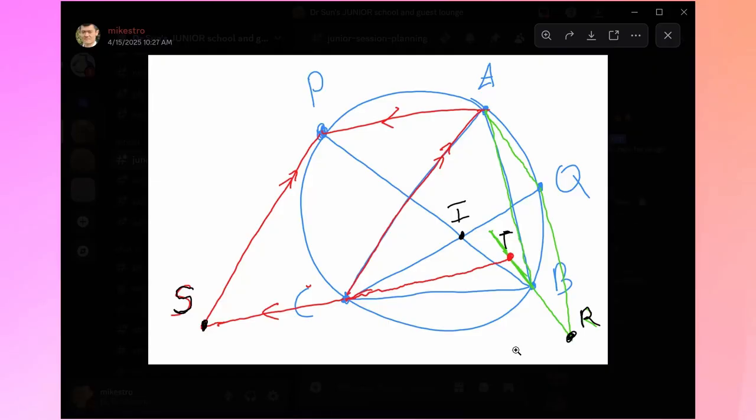Okay, and then the problem asks, so I drew the points in black, so S, I, T, R, right? Prove SITR lie on a circle. Okay, so does that make sense? Are there any questions about this? No?